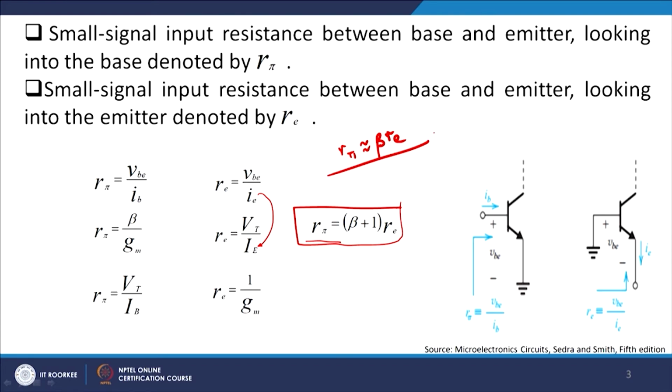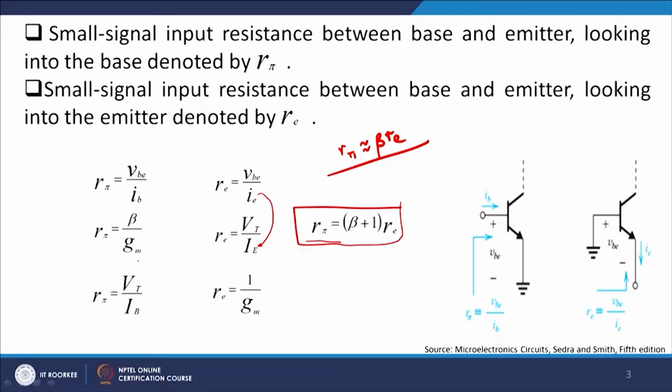And it is expected also, if you look very carefully, the reason being that looking from the base side, the resistance is very large as compared to looking from the emitter side. You can understand why, because the base has relatively low doping, and the area is also very small. Both result in very high resistance, and that is the reason R pi is much larger than RE, approximately 100 to 200 times larger.